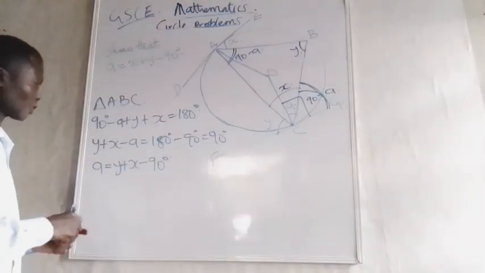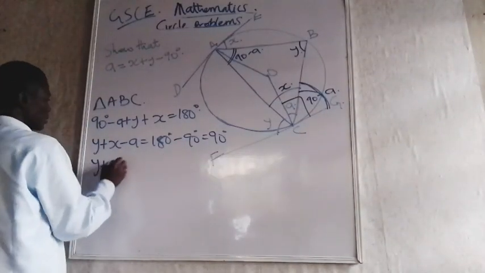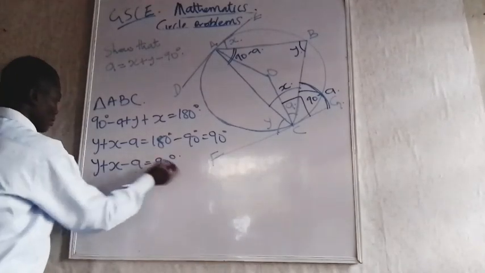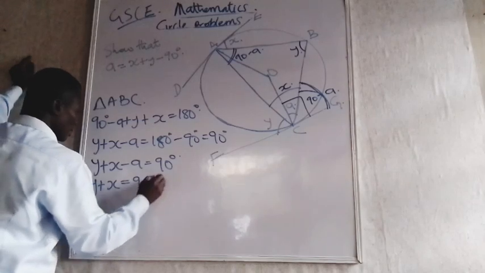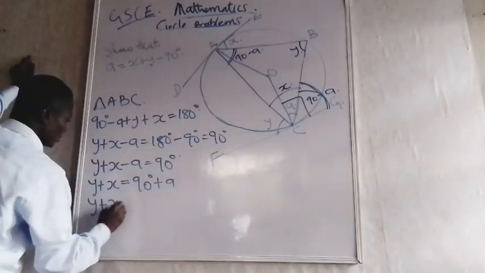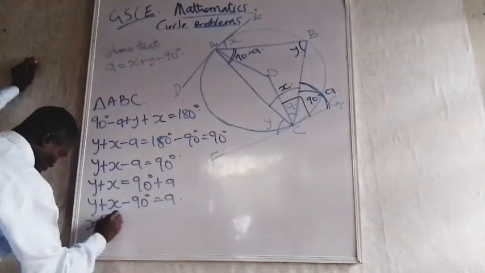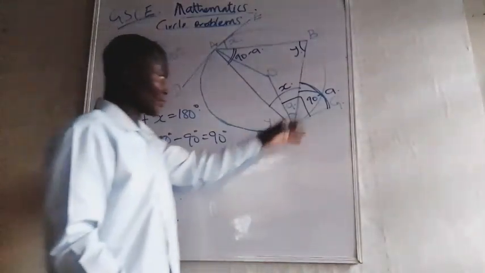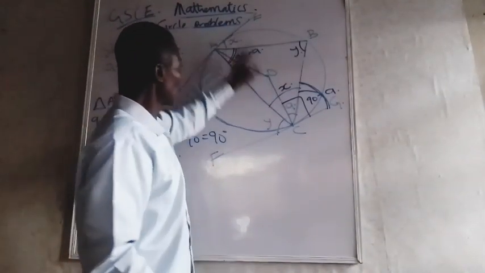Let me just put it like this for ease. So we can now see that Y plus X minus A equals 90 degrees. Now, let me add A to both sides. So Y plus X is equal to 90 plus A. So Y plus X minus 90 is equal to A. So the same way you can say X plus Y minus 90 degrees is equal to A. So the major thing we use here is angle in alternate segments. So this one equals this one equals this one equals this.